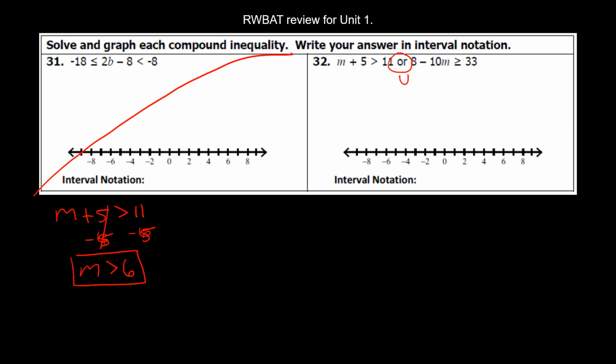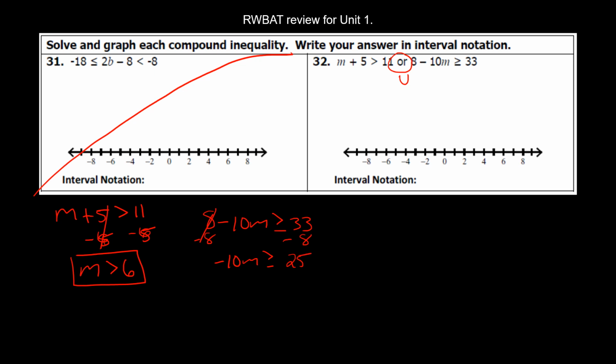This is important. My other side says 8 minus 10m is greater than or equal to 33. So I'm going to subtract 8 from both sides. I'm left with negative 10m. Don't forget that negative. That's usually what gets dropped by most students. Okay. And then 33 minus 8 is 25.